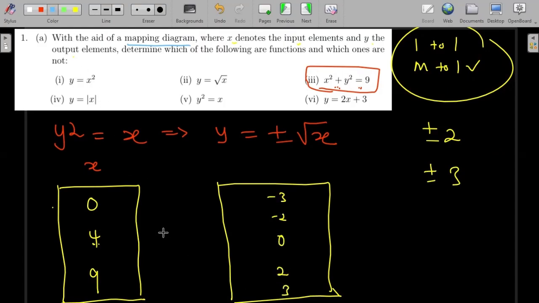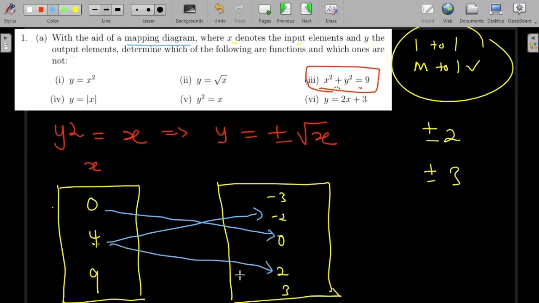So now I can draw my mapping. This 0 goes to the 0. The 4 goes to the -2 and the +2. We see that this already defies the law of a function, because it's one input having two different outputs. The 9 will go to -3 and to 3. Even this one defies it. So this won't be a function, and we say no, based on the mapping.